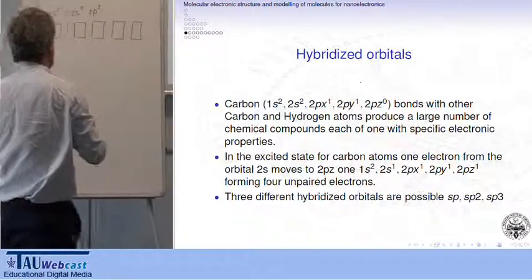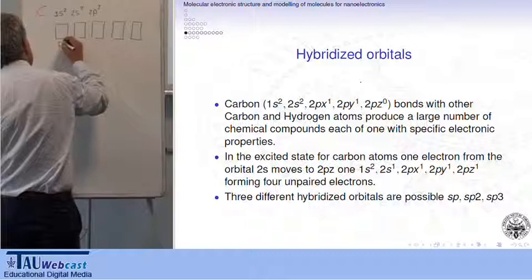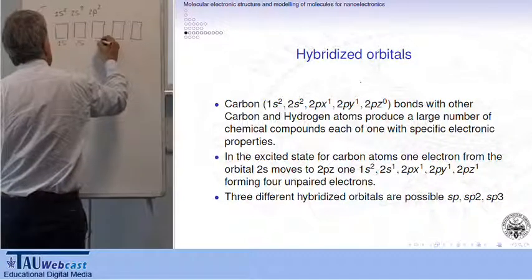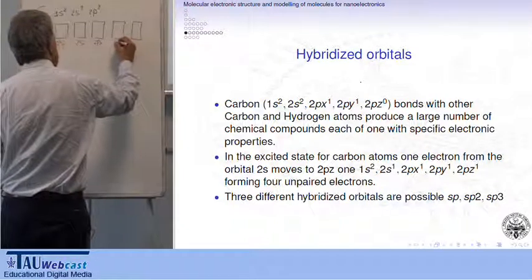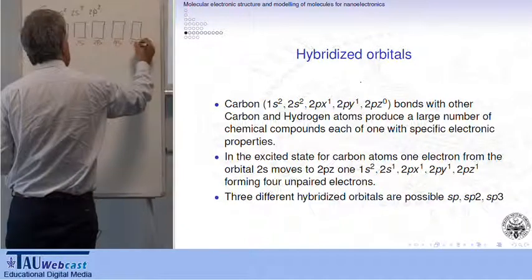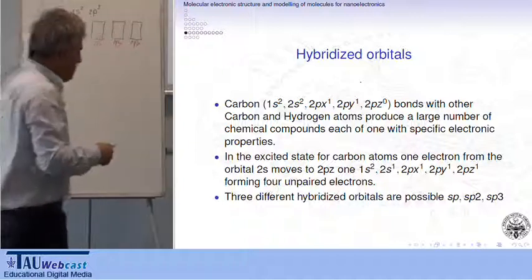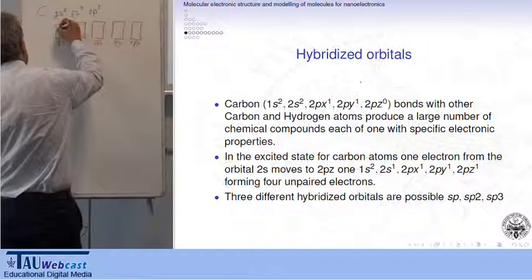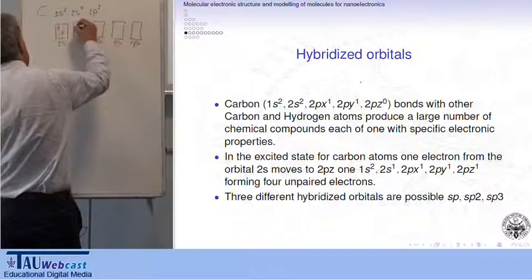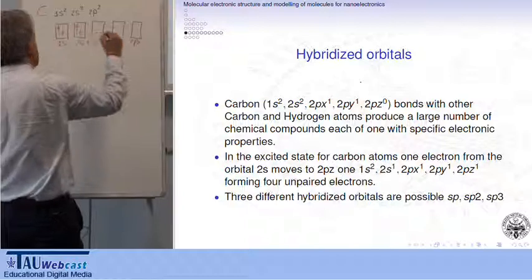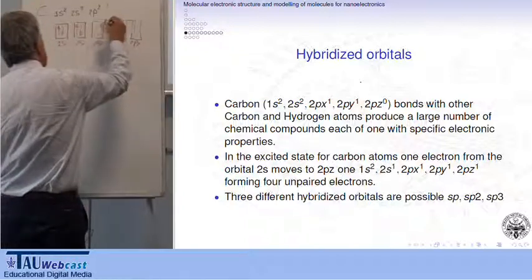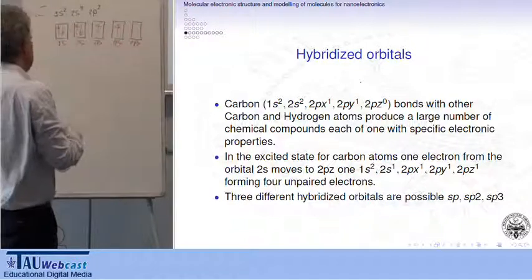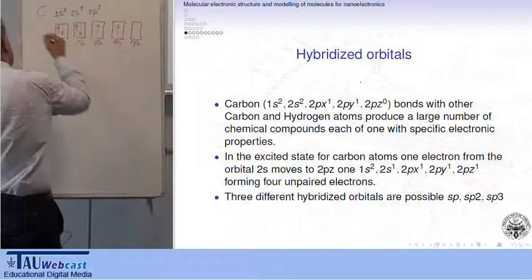So this is 1s, 2s, 2px, 2py, 2pz. So in the ground state, the electrons are one spin up, one spin down here. And you know that you have 1 and 2. So this is the carbon in the ground state.